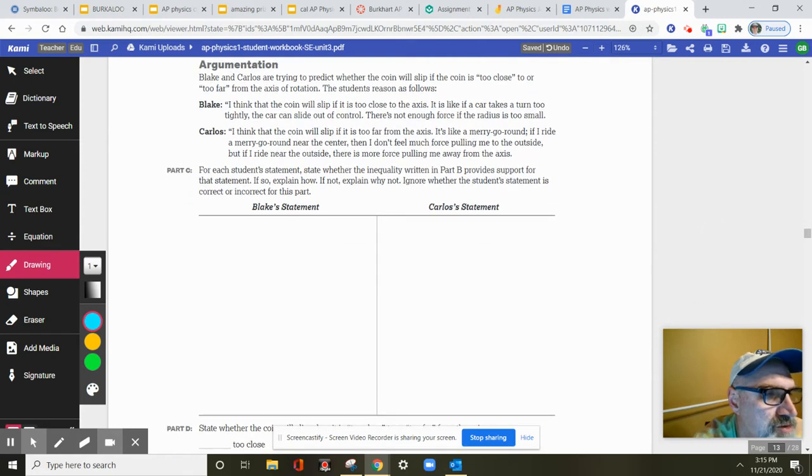All right, Blake and Carlos are trying to predict whether the coin will slip if the coin is too close to or too far from the axis of rotation. That would be the middle.